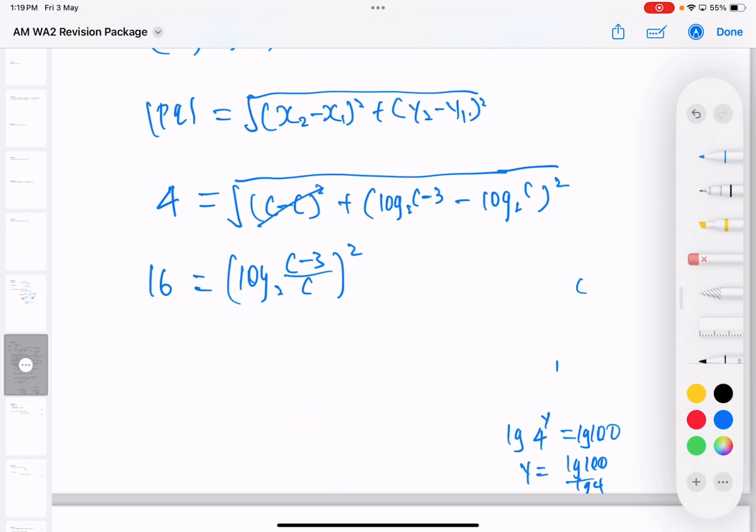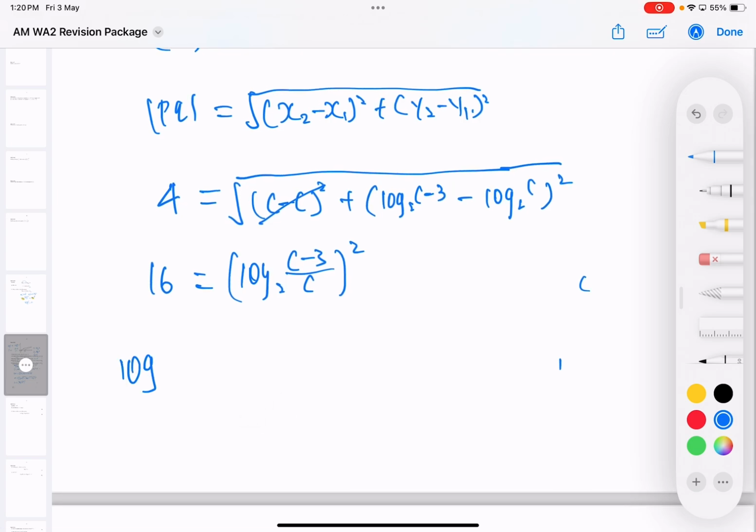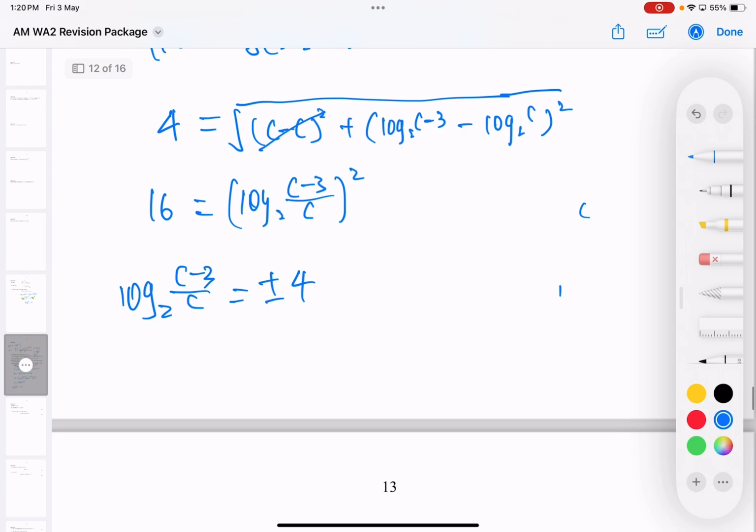Let me delete off the bottom. So what do I do next? I should square root it. If I square root it, I know that I'm going to get 2 answers. When I square root it, I'm going to get plus minus 4. So I know that log base 2 of c minus 3 over c is going to be plus minus 4. That means I have 2 answers. It's either going to be positive 4 or it's going to be negative 4.